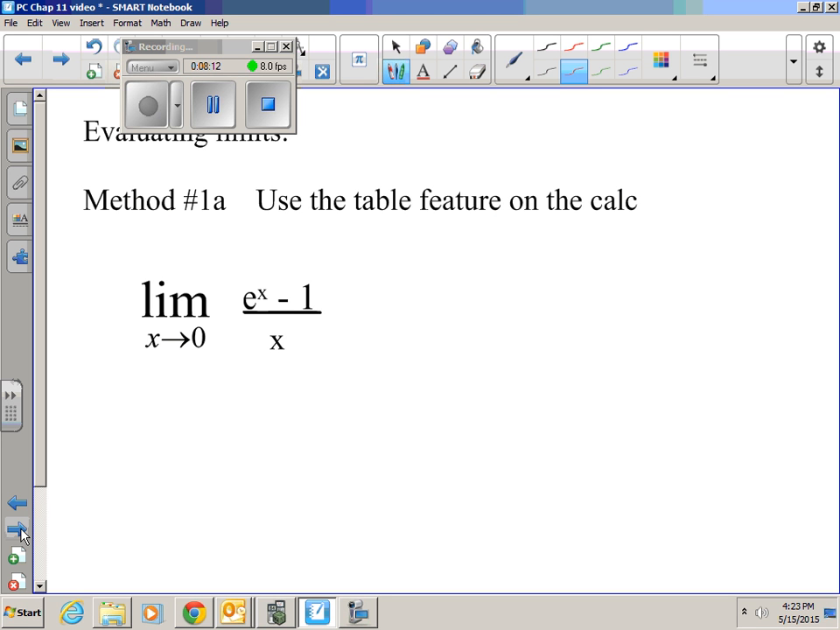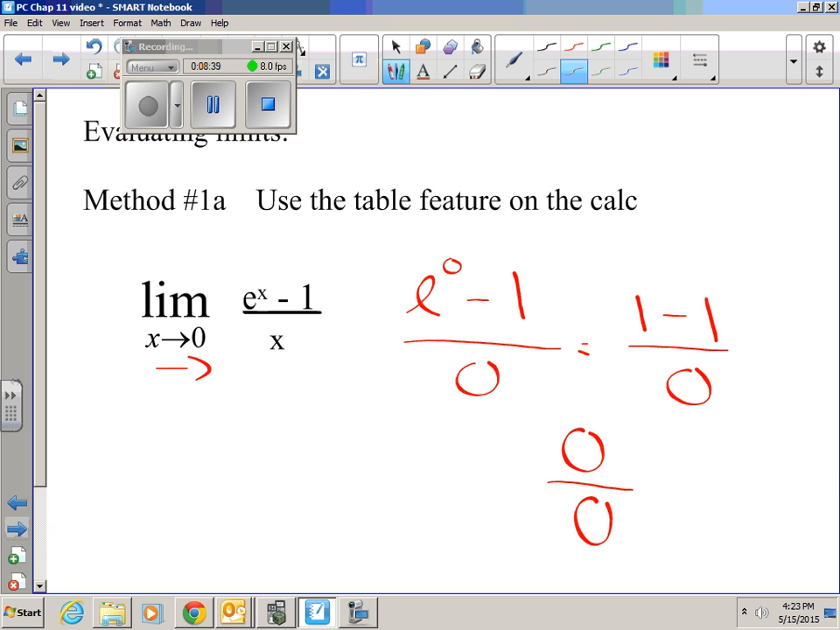Another method is to use your calculator. Let's just say, for example, I wanted to try direct substitution here. I'm looking for the limit as x goes to 0, right? So if I try to directly substitute, I'm going to get e to the 0 minus 1 over 0. Well, e to the 0 is 1. 1 minus 1 is 0 over 0. Well, 0 over 0, I have no idea what that is.